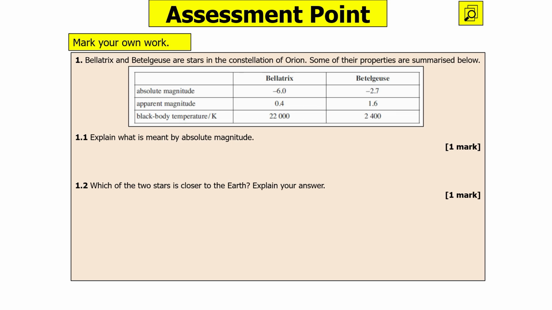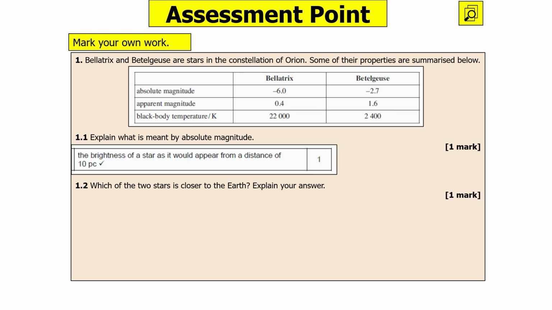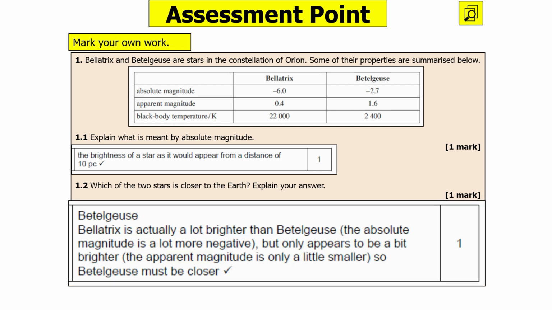Right, learn the definition of absolute magnitude. It's the brightness of a star as it would appear from a distance of 10 parsecs from the Earth. The two stars, which one is going to be closer? Well, the answer is going to be Betelgeuse. You can see that because Bellatrix has a much more negative absolute magnitude, it must be a lot brighter than Betelgeuse, but it only appears a bit brighter from the perspective of the Earth. That indicates it must be much further away, because it doesn't appear to be much brighter than Betelgeuse even though it should be a lot brighter, so therefore Betelgeuse must be closer.